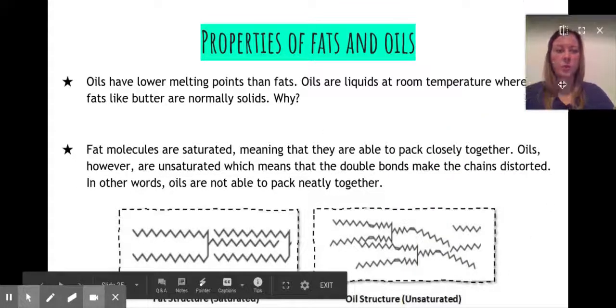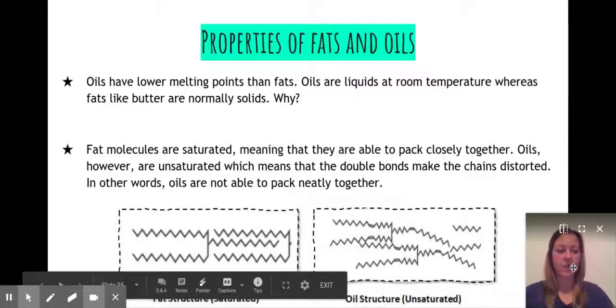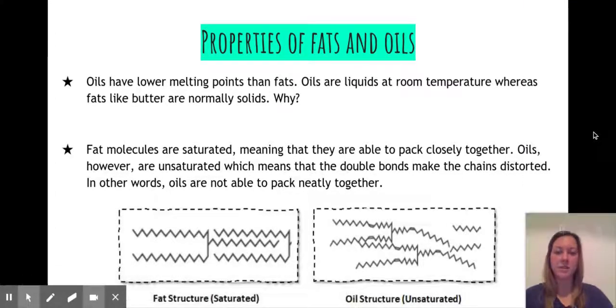So, properties of fats and oils. Now that we know how they're actually made, what are their properties? Well, first of all, oils have a lower melting point than fats. Everybody knows that already because fats like butter, lard are usually solids, and olive oil, vegetable oil, etc. are liquids at room temperature. Why is this? Well, there's a very specific reason for this, and it's a very common exam question as well.